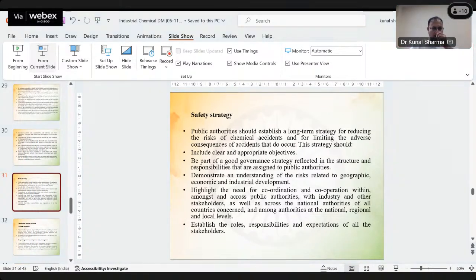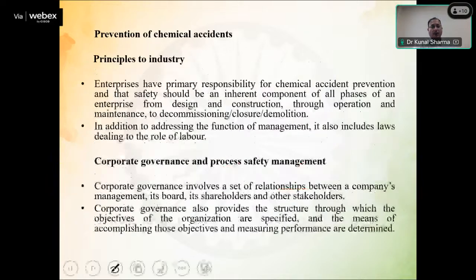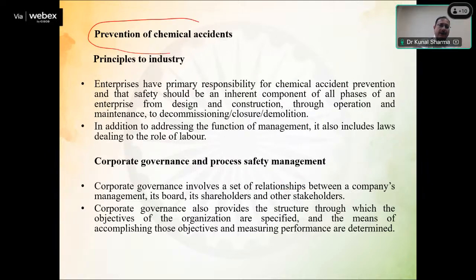Visible? Okay. So the important parameters: public authorities should have a clear strategy with clear and approved objectives, be part of good governance strategies, demonstrate and understand risks related to geographic, economic, and industry development, highlight the need for coordination and cooperation amongst public authorities across the national authorities, and establish roles, responsibilities, and expectations of all stakeholders. So prevention of chemical accidents is a big thing which we have to focus upon.